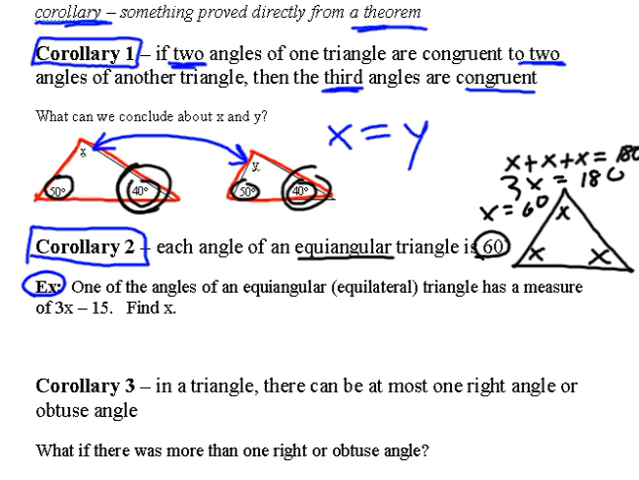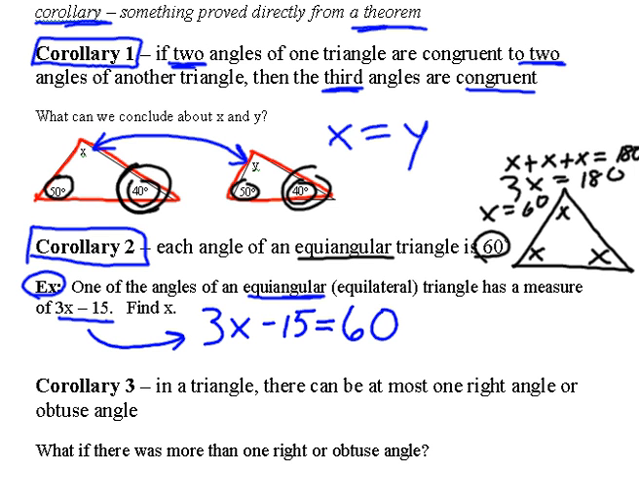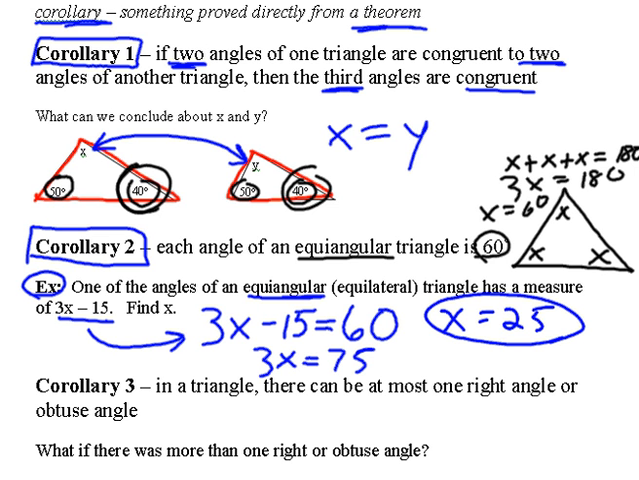An example of how we would use that is to say one of the angles of an equiangular triangle has measure 3x minus 15. We're supposed to find x. Again, since this is one of the angles of an equiangular triangle, it must be equal to 60 degrees. We add 15 to both sides, and then divide by 3. And then we'd be finished.